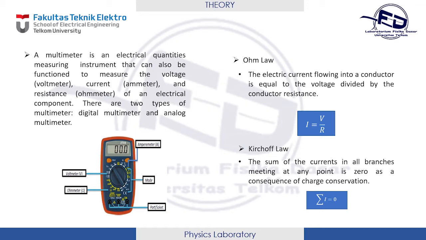Next, Kirchhoff's law. Kirchhoff's first law is that the total current entering a junction is equal to the total current leaving it. So current is conserved, current in equals current out. Kirchhoff's second law is that the sum of the currents in all branches meeting at any point is zero because of charge conservation.